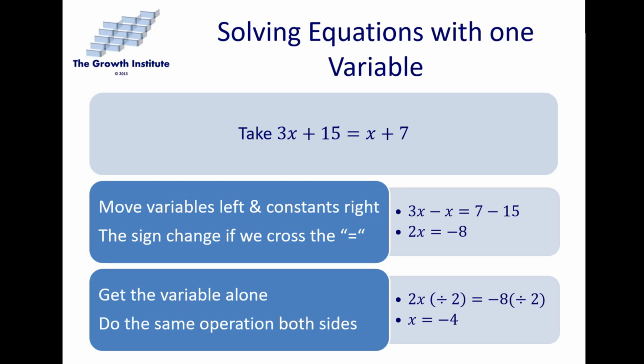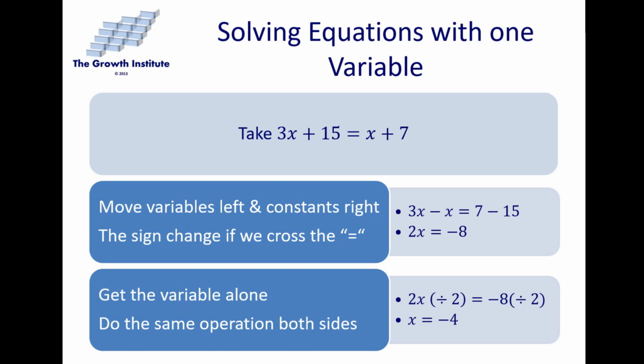But now we know that 3x minus x is simply 2x. 3 apples minus 1 apple will give you 2 apples. So that thing still remains the same. 3x minus 1x is 2x, and 7 minus 15 is minus 8.